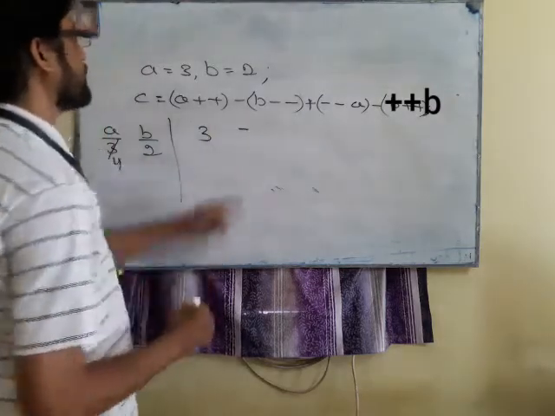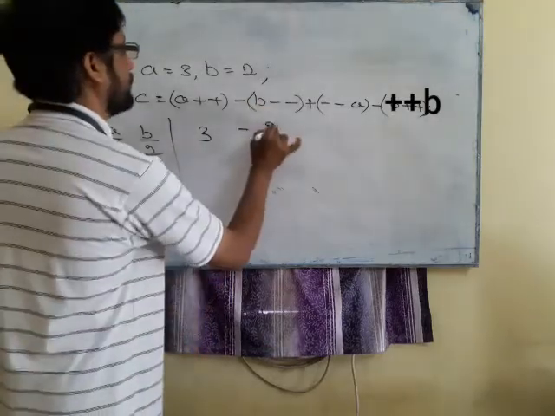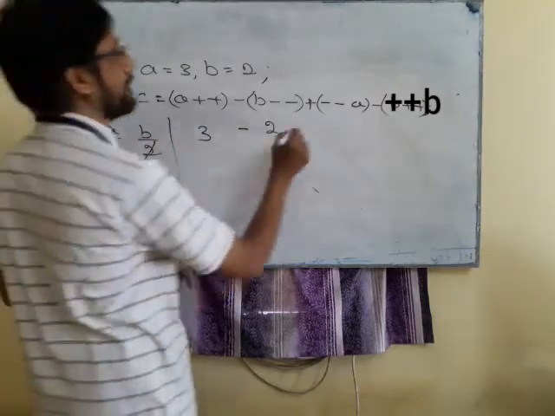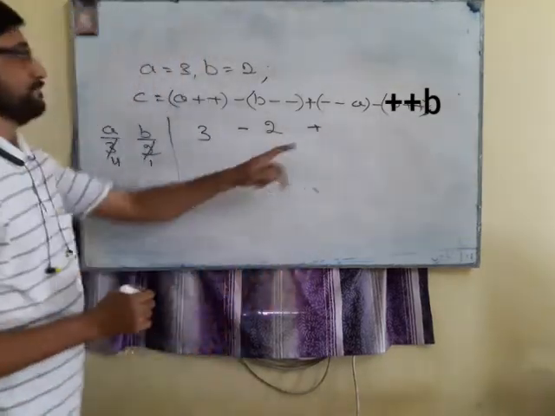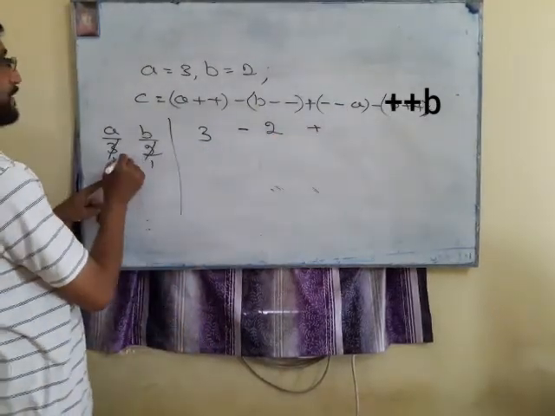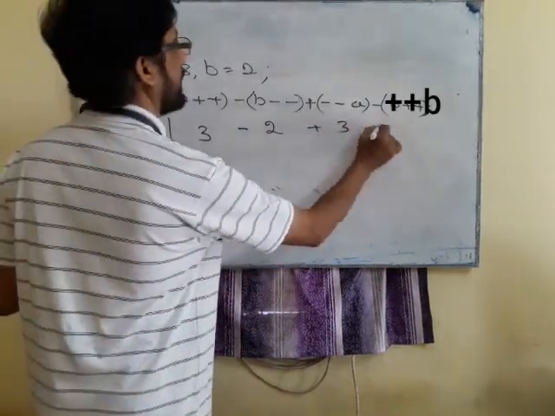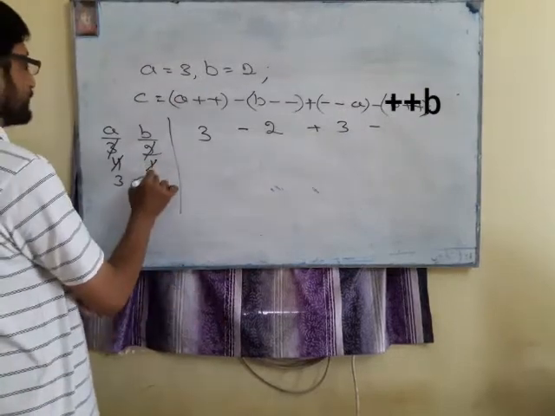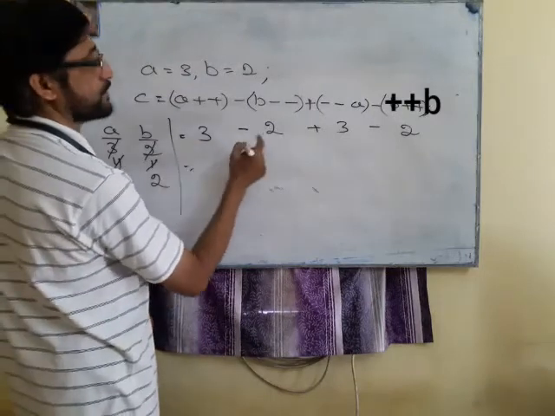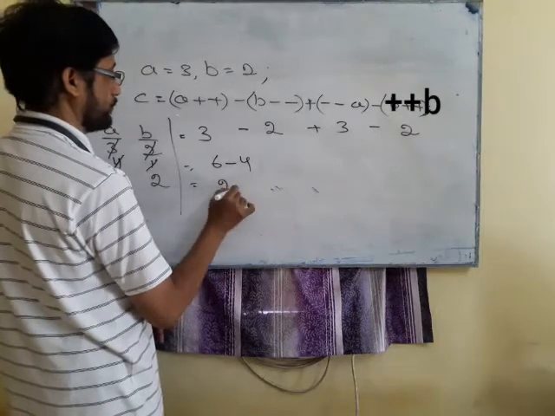Similarly, B-- is also a post-decrement. So first we will put the value of B, that is 2. Then we will decrease the value of the variable by 1. So this is equal to 1. Plus --A. This is a pre-decrement. So first we will decrease the value of the variable A by 1. So this is equal to 3. Then you put 3 minus B++. So it is 2, so you put 2 here. So this is equal to 3 plus 3, 6, minus 2, 4, is equal to 2.